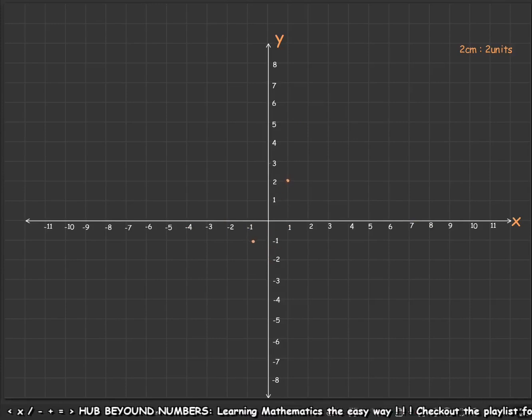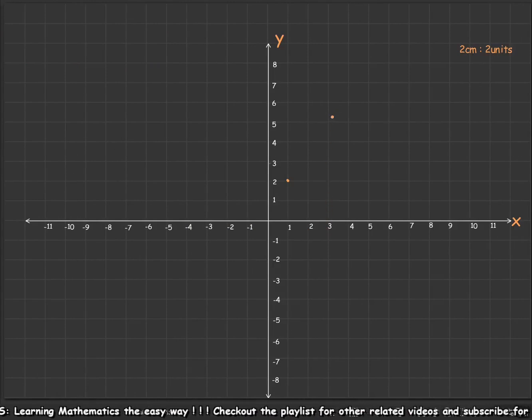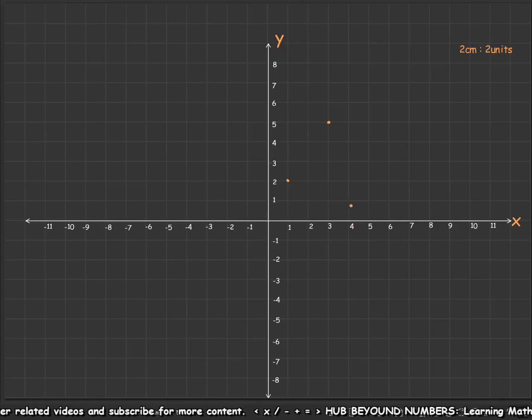Then I come to B, which is 3, 5. B was 3, 5. So on x, I look for my 3, and I go up to where I have my y equals 5. Then I just put my point over there. So this is 3, 5. Then the last one, which is 4, 1. So on my x-axis, I look for my 4. On my y-axis, I just go up to 1. And this is where I have that.